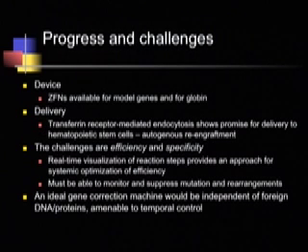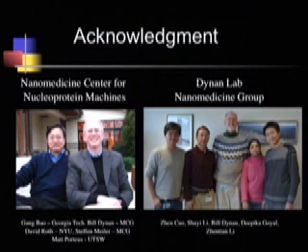Where are we with this? We have the zinc finger nucleases for globin and also for some model genes. We are working on transferrin receptor-mediated endocytosis. The challenges are efficiency and specificity. We'll use our real-time visualization capability. We need to be able to monitor and suppress mutations and rearrangements that might be introduced inadvertently. And an ideal gene correction machine would be independent of foreign DNA and proteins, non-immunogenic, and amenable to temporal control. We are exploring ideas for photo control of the process.